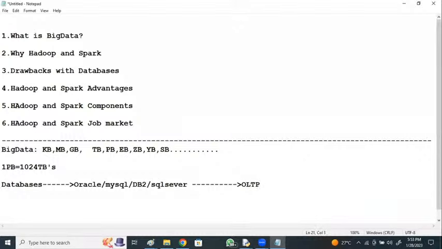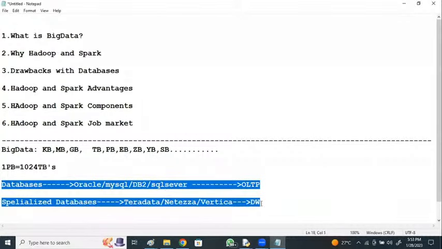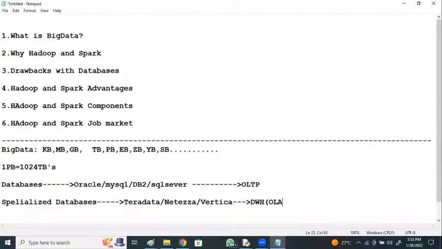for day-to-day operations. But we also have some specialized databases used for data warehouse purposes, like Teradata, Netezza, Vertica. These are used for OLAP, online analytical processing, for data warehouse purposes.